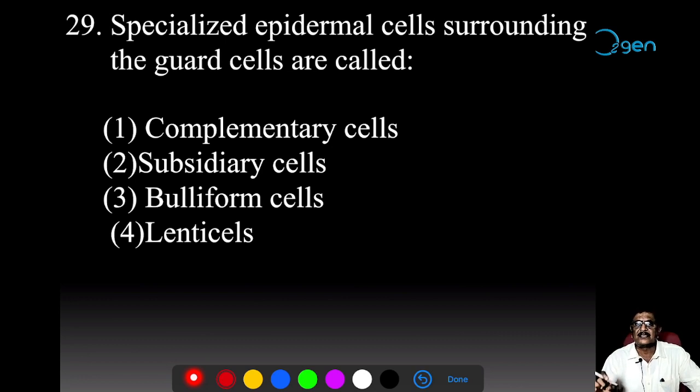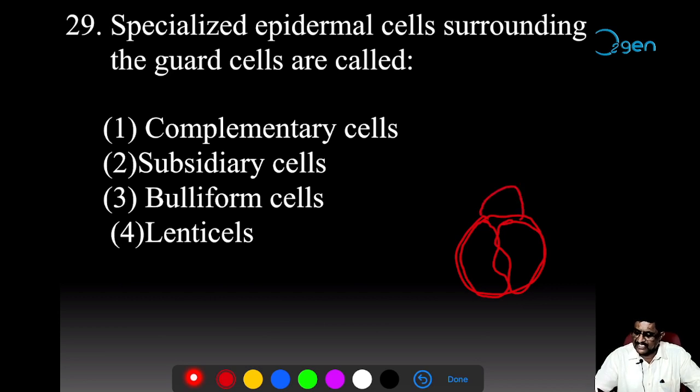Next, specialized epidermal cells surrounding the guard cells are called. Here are the stomata. A stoma is an opening which is covered by two kidney-shaped cells called guard cells. Beside this one, there are thin-walled cells which lack chloroplasts. These are commonly called subsidiary cells.